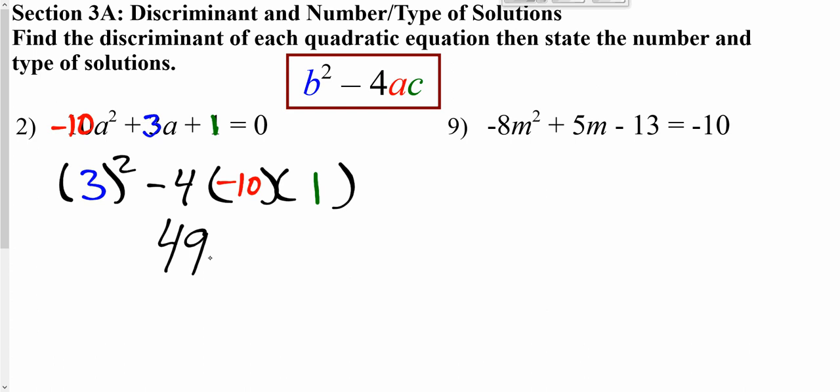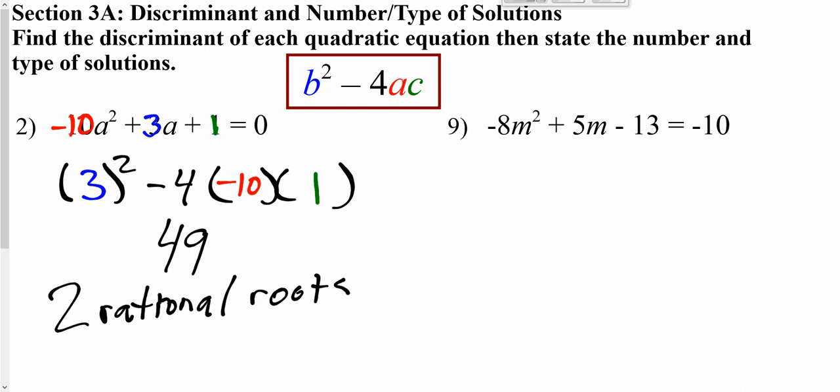Now, 49 is positive. You now have to decide, based on what we just looked at, is it a perfect square or not a perfect square? Well, 49 is a perfect square. It's 7 squared, so we get two rational roots according to what we just looked at on the previous slide.